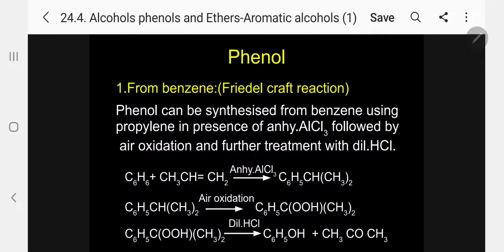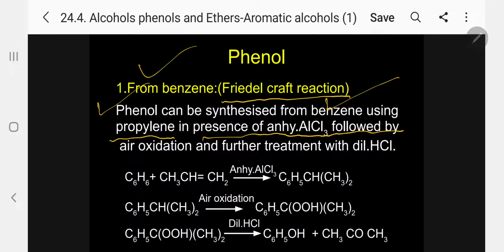Coming to phenol, kindly follow me. From benzene I can prepare phenol. The specific reaction is the Friedel-Crafts reaction. Phenol can be synthesized from benzene using propylene, 1-propene, in the presence of anhydrous aluminum chloride, followed by air oxidation and further treatment with dilute HCl. So what will happen now?